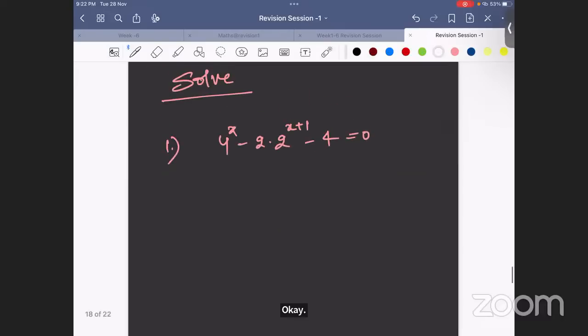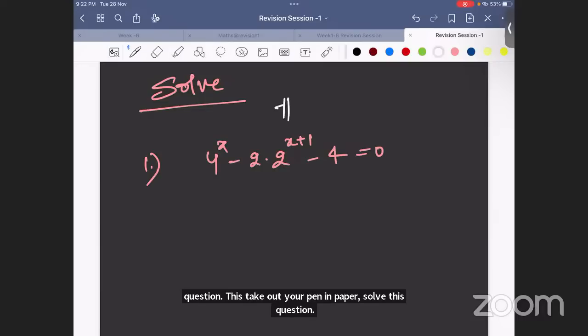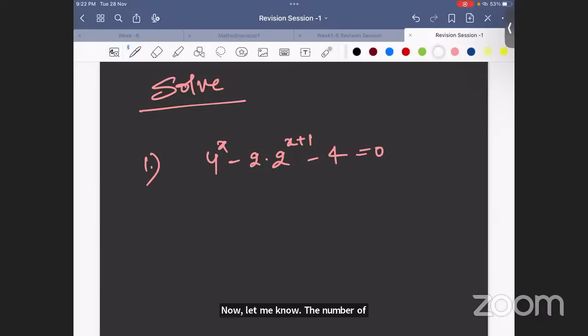Let's start solving this one. Solve this problem. Every problem that we are discussing is very important. Everybody should try; at least today you should try the question. Just take out your pen and paper and solve this question. Now let me know the number of solutions. Okay, not the number of solutions, the values of x.